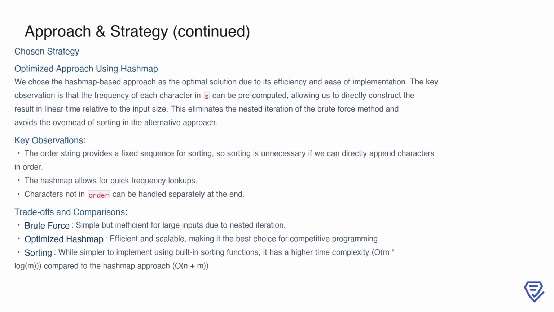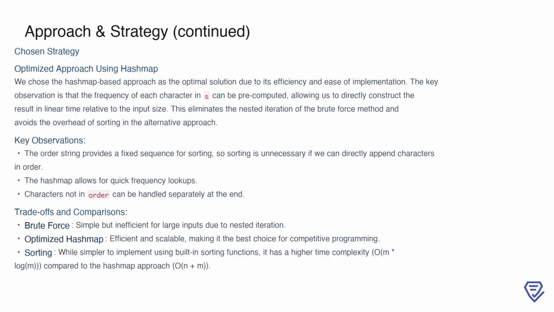After evaluating the different approaches, the hash map-based solution stands out as the most efficient and practical. By pre-computing the frequencies of the characters in S, we can construct the result string directly in linear time, avoiding the nested iteration of the brute force method and the overhead of sorting in the alternative approach. The key insight here is that the order string provides a fixed sequence, allowing us to append characters directly in the correct order without needing to sort.